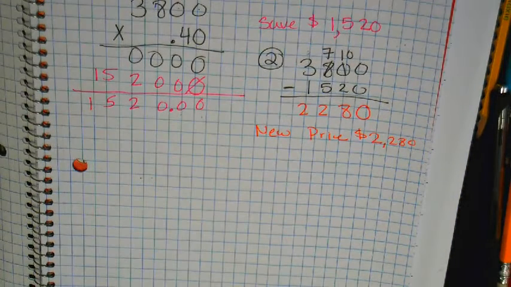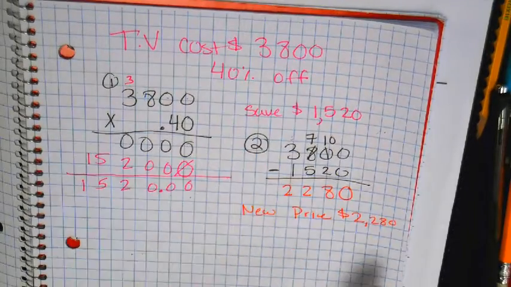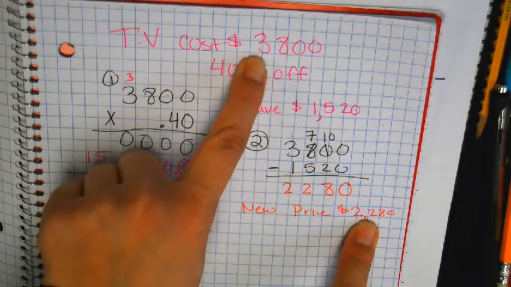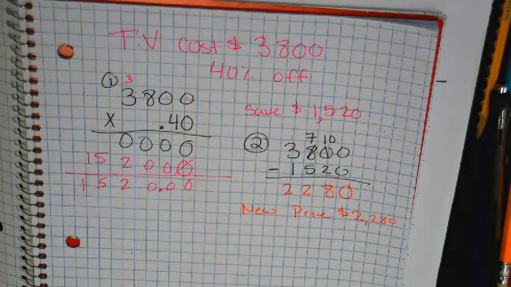Another way you can check to see if you're right or wrong: in a discount, my final answer should be bigger or smaller than what I started with? So should I pay more than $3,800? No, right? So if your answer ends up being bigger than what you started with, you know you did something wrong. So you can check yourself before you start submitting answers on a quiz. Is this smaller? Yes. Sometimes when you don't line up decimals correctly, you end up with weird answers.